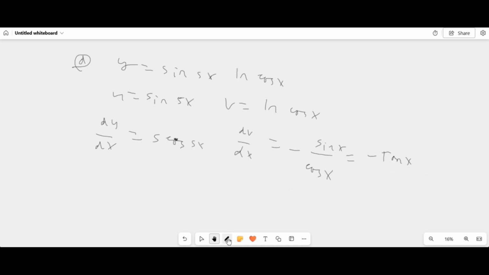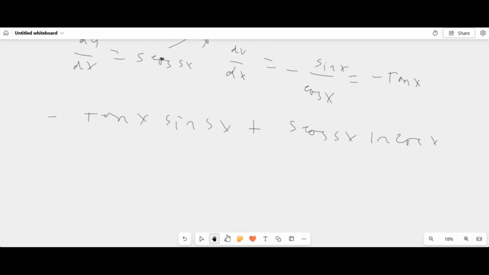Again, same thing here, times that by that. So we're going to get minus tan x sine 5x plus 5 cos 5x ln cos x. They don't like it like this, they want it like this: 5 cos 5x ln cos x and then minus tan x sine 5x.